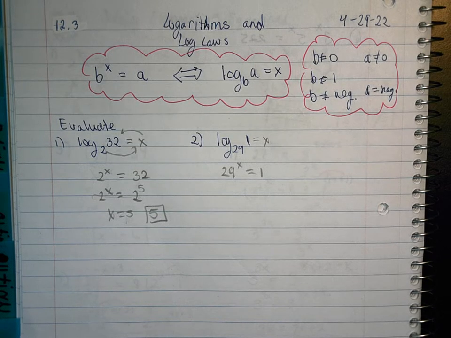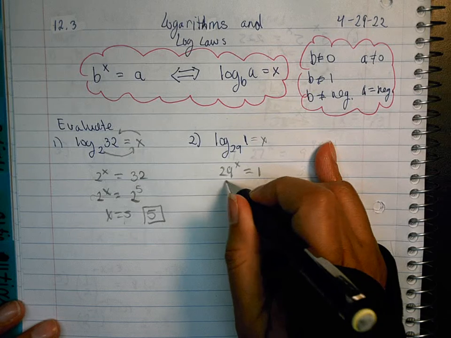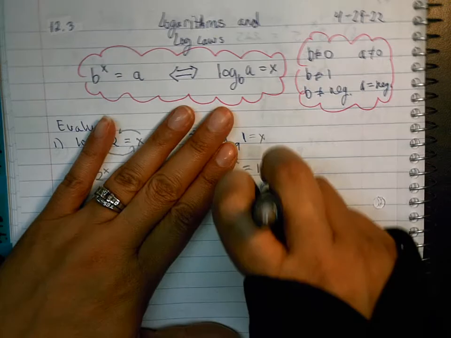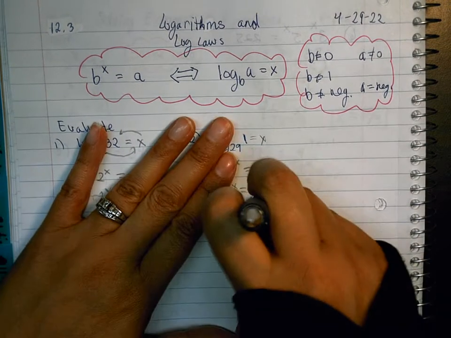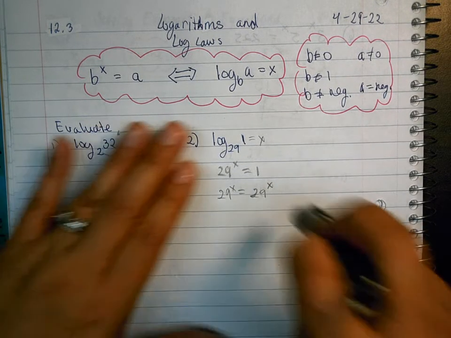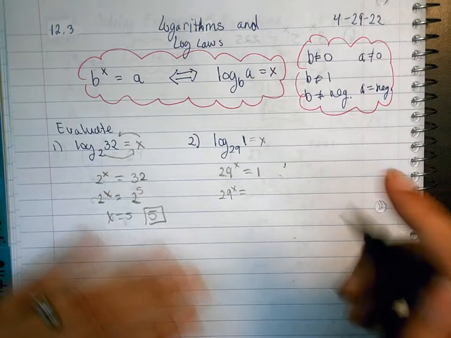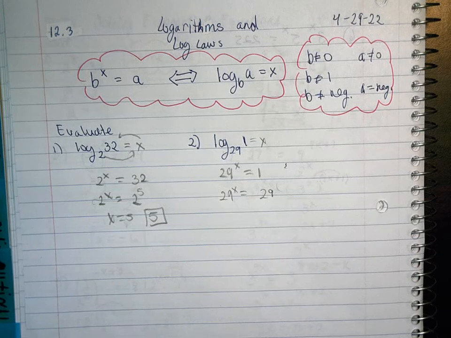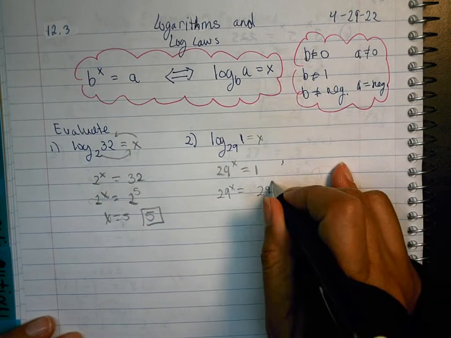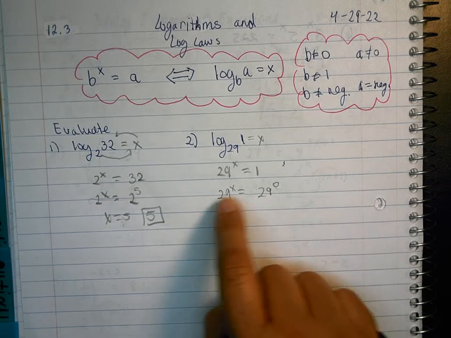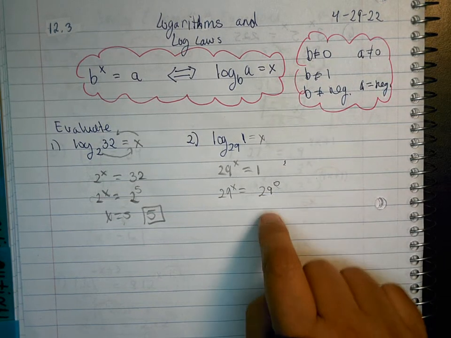So 29, instead of changing the 29, I'm going to change the 1. 29 to what power is 1? What's my exponent here that's going to give me 1? 0. Do you guys agree that 29 to the 0 is the same as 1? I'm not changing its value, I'm just changing the way it looks. 29 to the x is still there. 1 is still there, it just looks different.